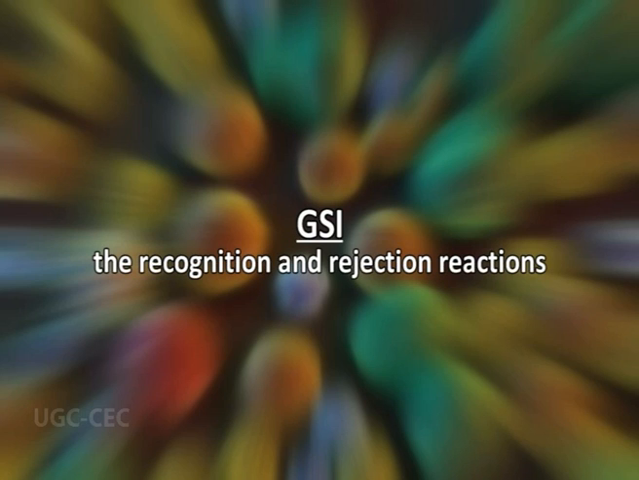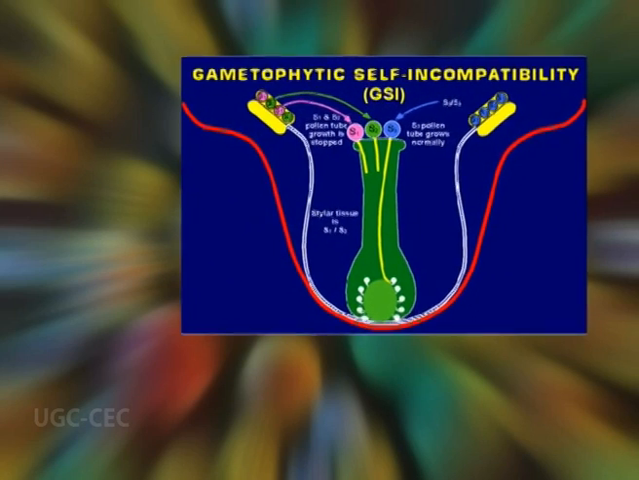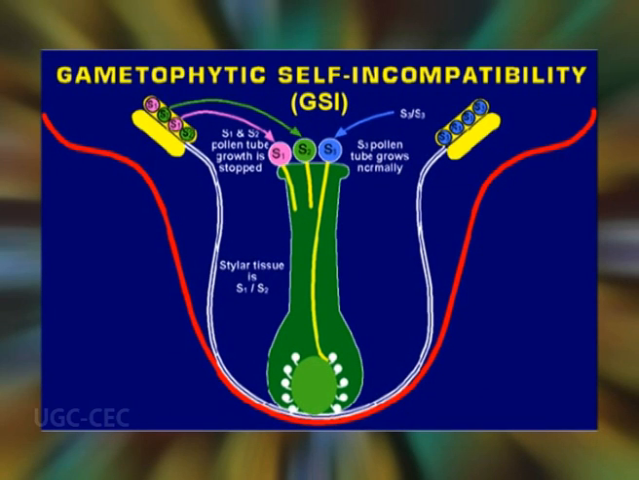In GSI, the self-incompatibility is controlled by the single S allele in the haploid pollen grain. A pollen grain will grow in any pistil that does not contain the same allele. In GSI, all pollen grains will germinate and form a pollen tube to grow into the style. A compatible pollen tube will fertilize the egg, whereas an incompatible pollen tube stops in the stylar region.